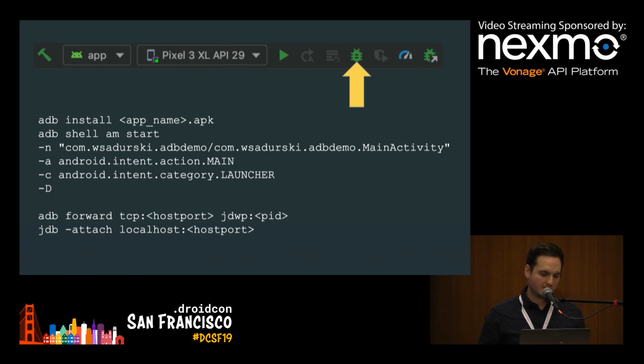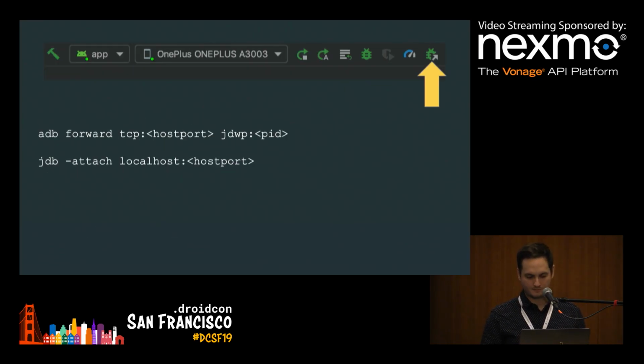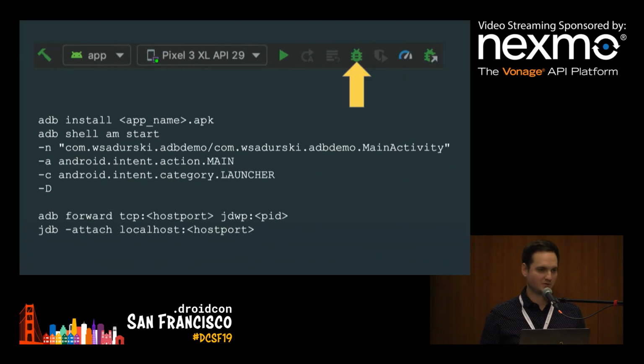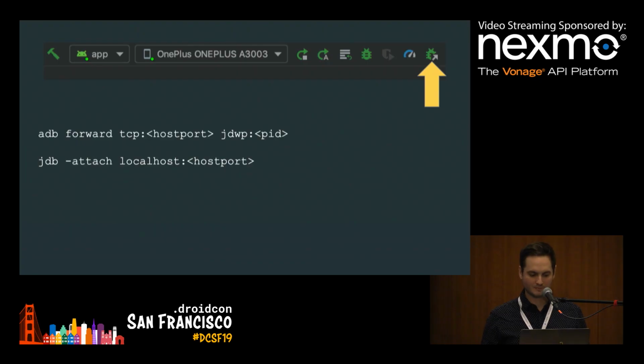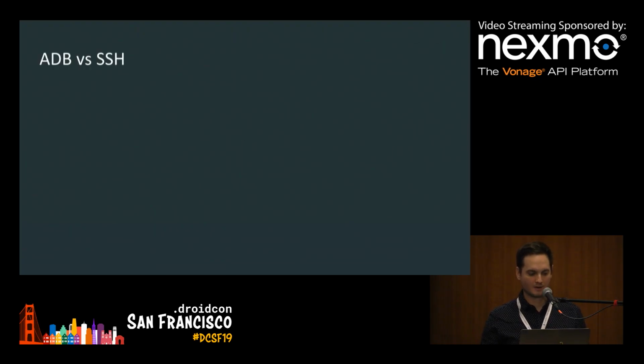So when we click on debug, two things happen. First of all, we start our app with this debug flag, and we attach the debugger. But if we only click on attach debugger, the two former things don't happen. We just attach the debugger.